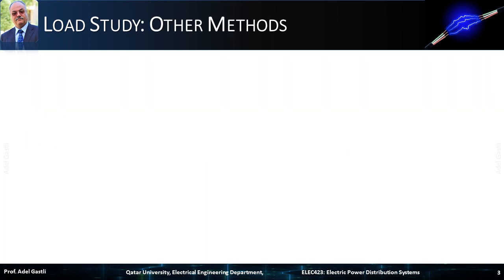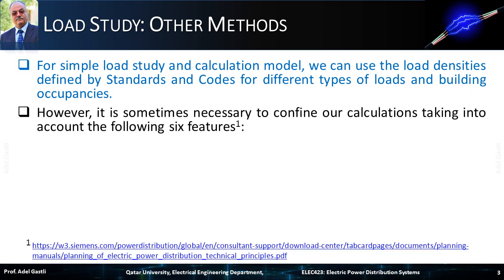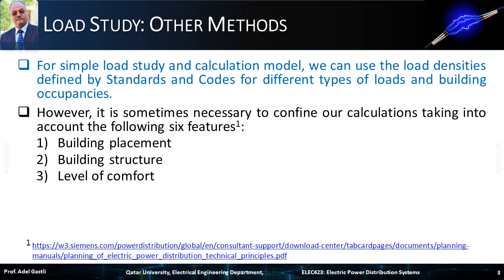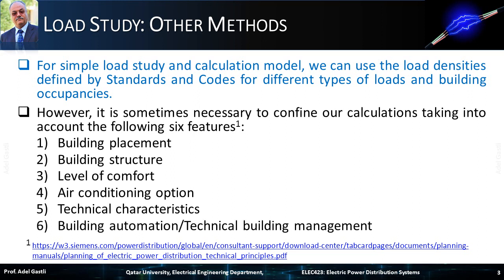So, let's look at some other methods. For simple load study and calculation model, we can use for instance, the load densities, which are defined by standards and codes, for different types of loads and building occupancies. However, it is sometimes necessary to refine our calculations, taking into account the following 6 features: building placement, building structure, level of comfort, air conditioning option, technical characteristics, and building automation or technical building management.